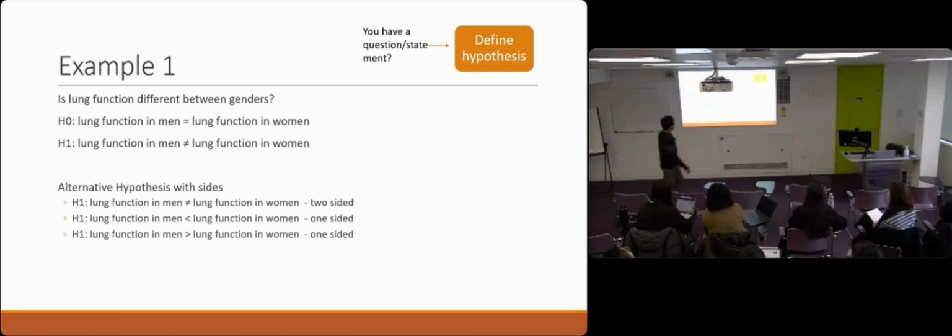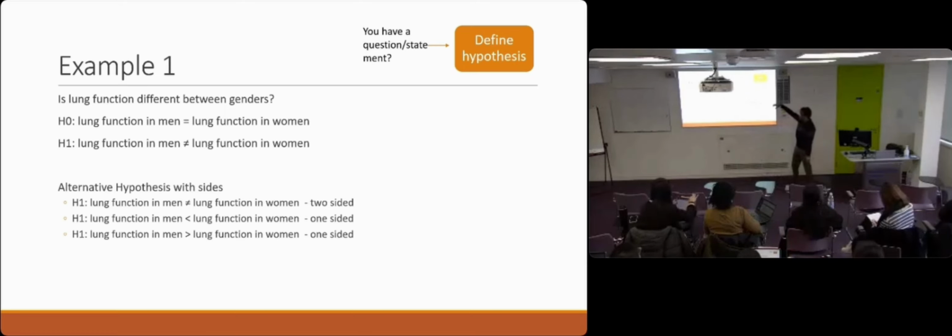Actually, it's already written. So my null hypothesis is that the lung function in man is equal to lung function in woman, which is assumed to be true. The alternative hypothesis is that lung function in man is not equal to lung function in woman. That's what I have to prove, for any experiment and data. If I don't prove it, the burden of proof is on the alternative hypothesis. My whole experiment is to reject the null hypothesis.